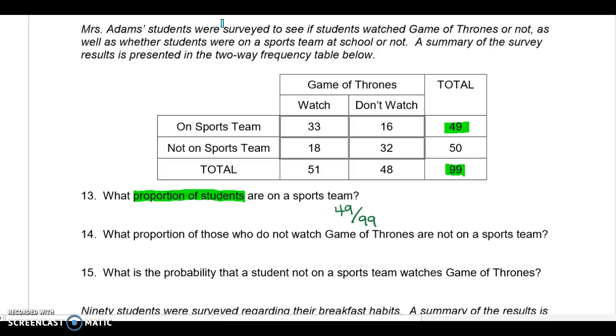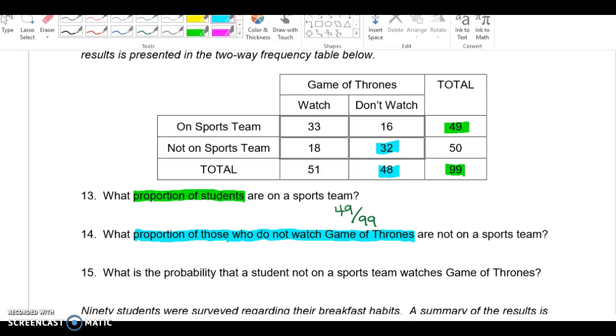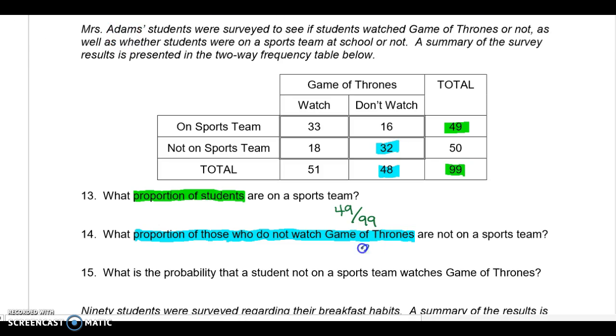14, what proportion of those, okay, that sounds like we've got a little subgroup there, who do not watch Game of Thrones are not on a sports team. So all that stuff right there and that's highlighted in blue, that's what we're looking for first. Those that don't watch Game of Thrones, there's 48 of those. Those that are not on a sports team, 32 of those 48. So our proportion is 32 out of 48.